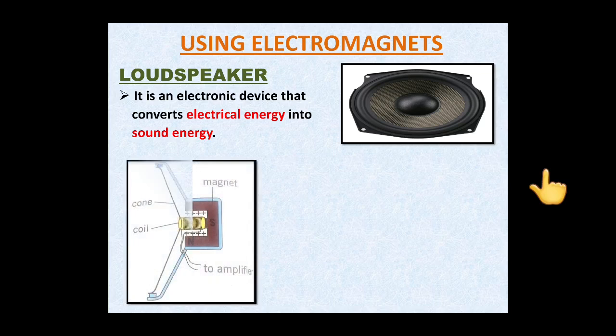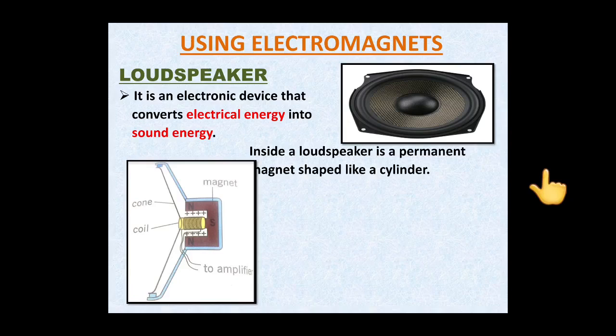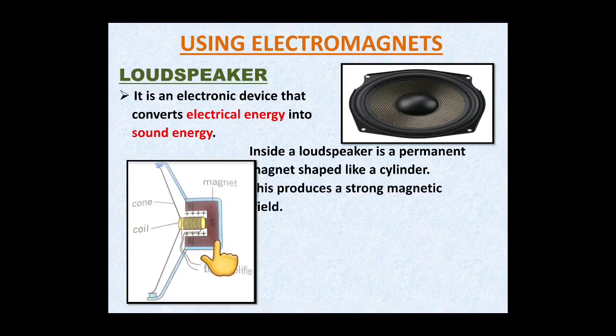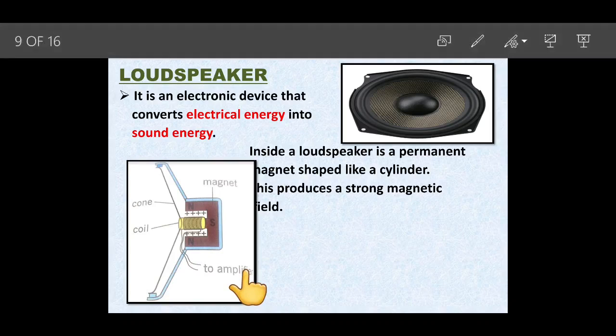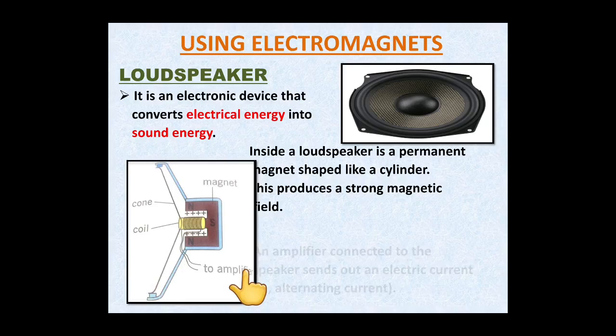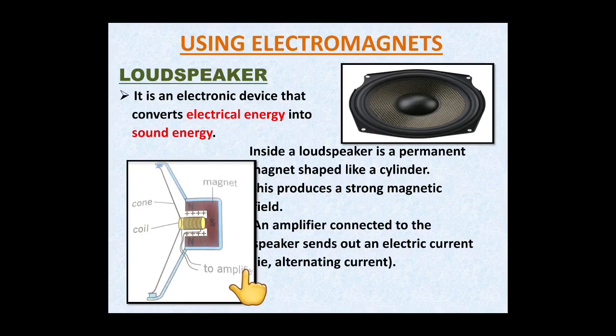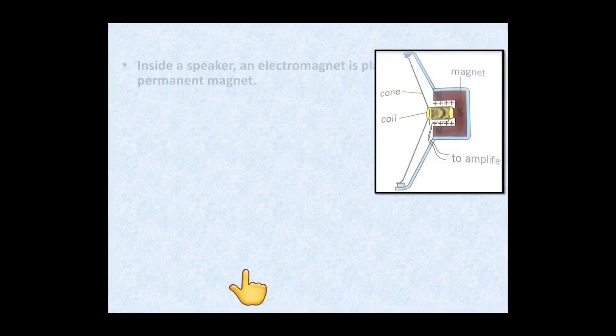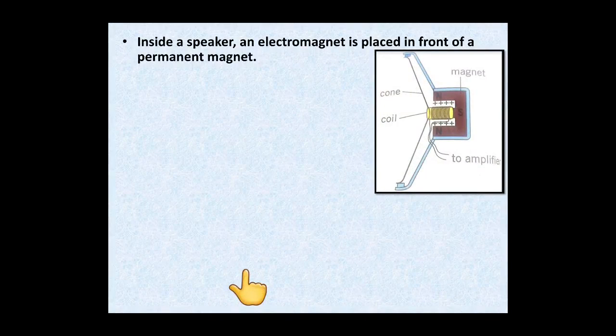Inside the loudspeaker, there is a cylinder-shaped permanent magnet. This produces a strong magnetic field. There is an amplifier connected to the speaker that sends out an alternating electric current. In front of the permanent magnet, there is an electromagnet.